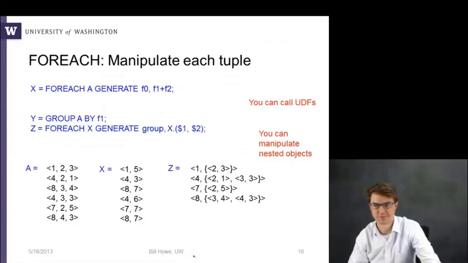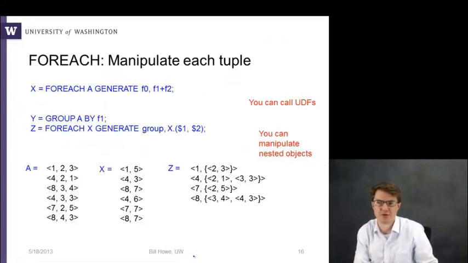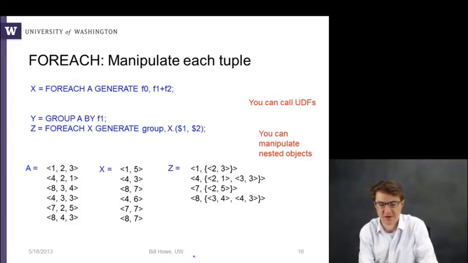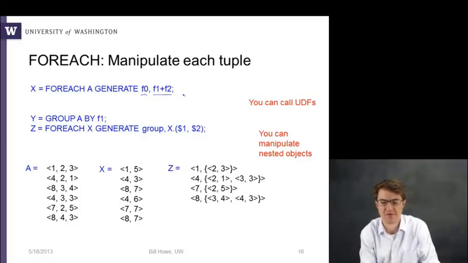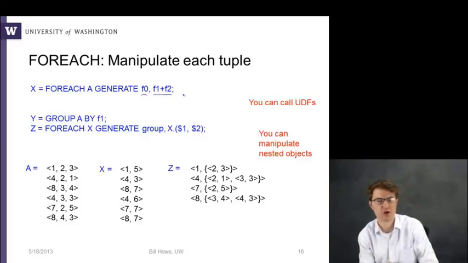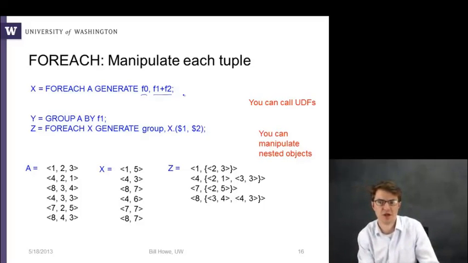All right. So the foreach command is almost certainly the most complex one. So here you're basically going to manipulate each tuple in a bag. So you write it like this. You'll say foreach A, generate something. And here we're generating a tuple with two fields. One is F0 and one is the sum of F1 and F2. And here you can call user-defined functions, or you can write other kinds of arithmetic expressions. You can sort of do lots of things. Okay.